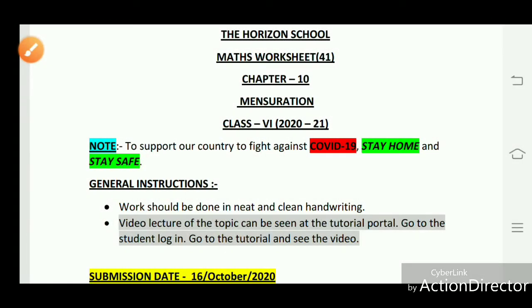Hello students, this is Maths Worksheet 41, chapter number 10, Mensuration. Dear students, in this exercise we discuss the area of a rectangle and a square.